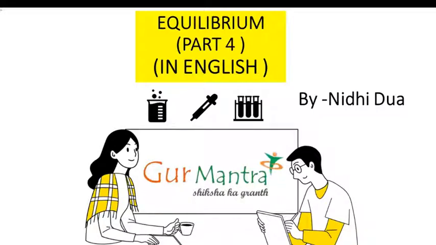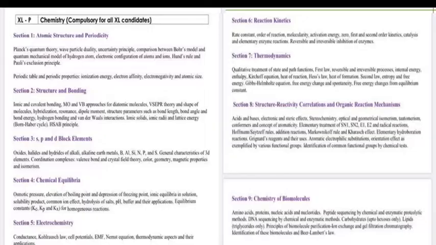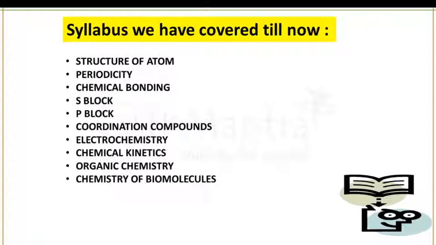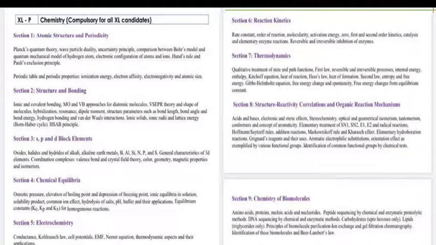So guys, in previous lectures we have started our section 4, that is equilibrium. So this is our part 4 on the topic equilibrium. So without any further delay, let's begin today's topic. First of all, let's see what syllabus we have covered till now. We have covered all the sections except this section 4, and we will end this section very soon.